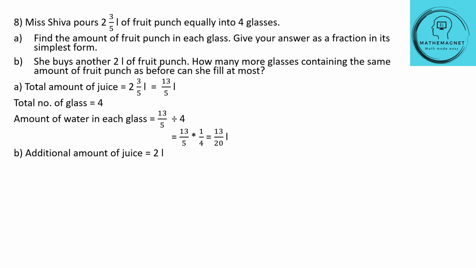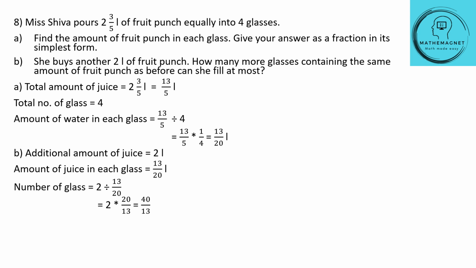Now she is buying another 2 liters and she is going to pour it into some number of glasses, and each glass will contain the same amount of juice, that is 13 by 20. So we need to find the number of glasses. Now we know the additional amount of juice is 2 liters. The amount of juice in each glass will be 13 by 20 liters. So the number of glasses will be 2 divided by 13 by 20, that is 2 into 20 by 13, that is equal to 40 by 13. That can be rewritten as a mixed number as 3 1 by 13. So basically she can fill 3 more glasses with each having 13 by 20 liters.